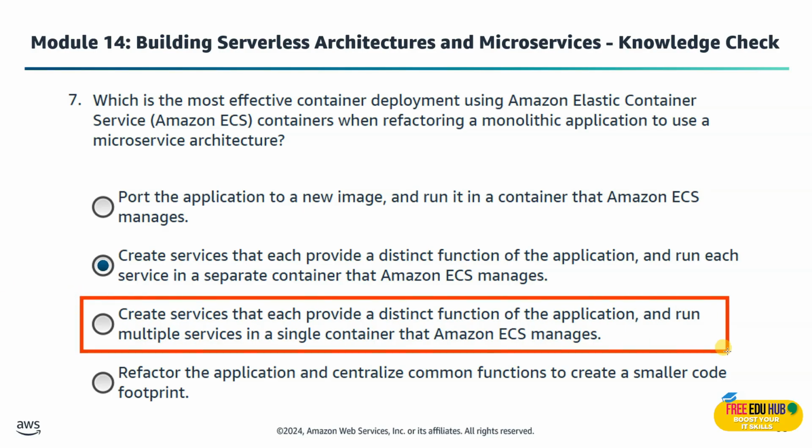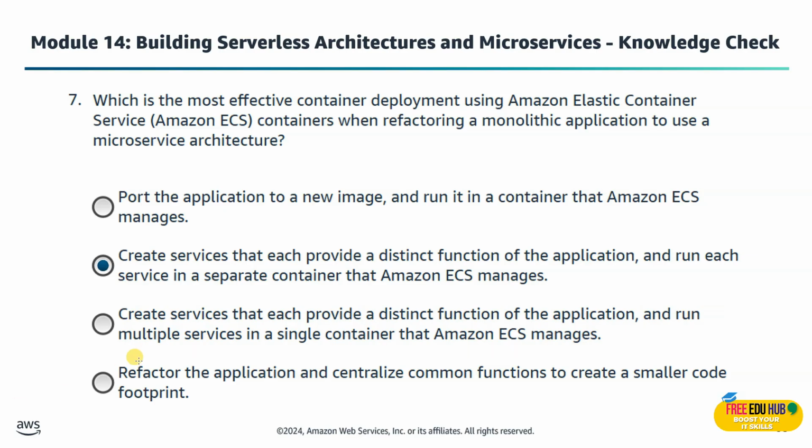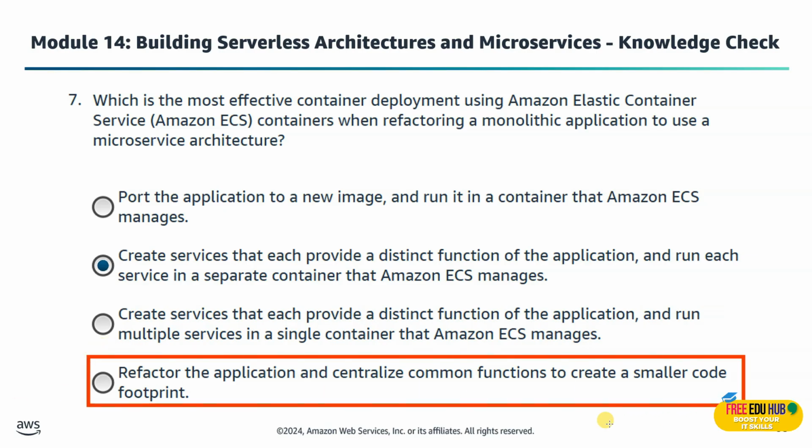We didn't select the second option, which says create services that each provides a distinct function of the application and run multiple services in a single container that ECS manages. That's wrong because that defeats the purpose of microservices. And we are not selecting the last option, which says refactoring the application and centralize common functions to create a small code print. Centralization goes against the microservices model.